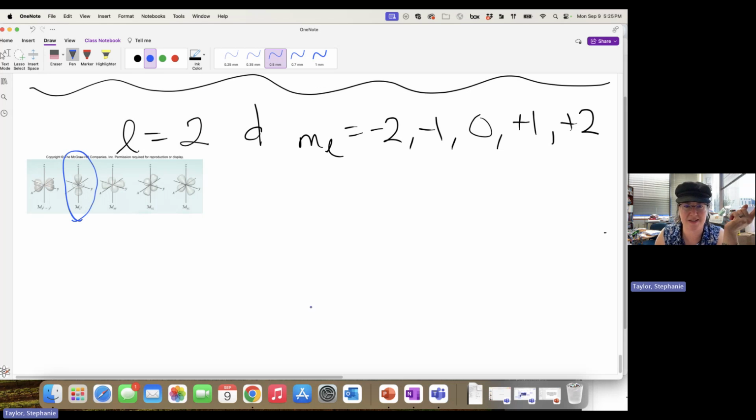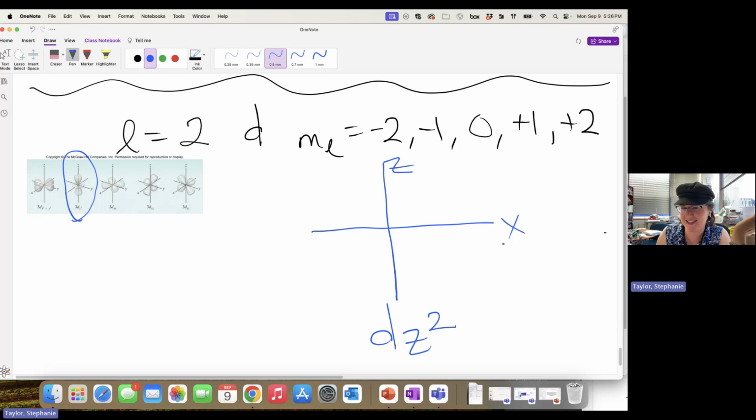Okay, so I'm going to do the donut one first. This is the dz squared, and I know what this one looks like because this is centered on the z-axis. So that's the z-axis. I'm just going to go ahead and draw the x-axis here. But the dz squared is the weird shaped one because that's the one that has the two lobes. So it kind of looks like a p orbital, but then you got to throw in the donut. That's the best I can do. I know it looks really weird.